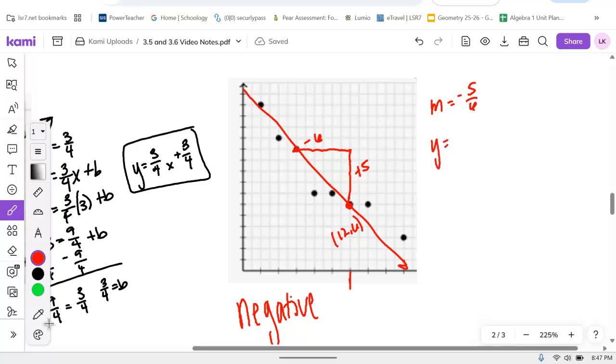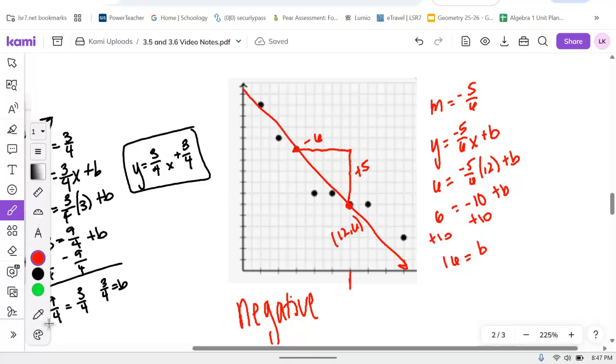So I'm going to have y equals -5/6 x plus b, and I plug 6 in for y and 12 in for x. -5 times 12 is -60, divided by 6 is -10, so 6 equals -10 plus b. So when I add that to both sides, I'm going to have 16 equals b. So my line of best fit is y equals -5/6 x plus 16.